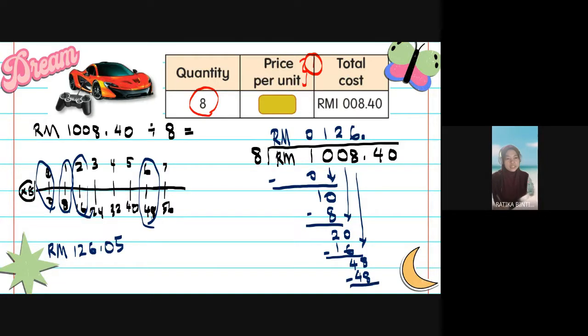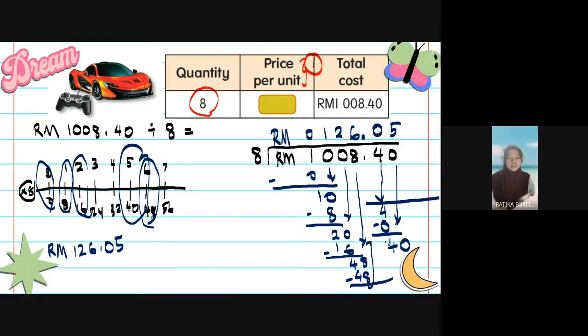648 minus. Alah, tak cukup tempat saya. I need to use fence method tadi. 0, so bring down here. To naik atas 4. So 0 lah kan. 0, 0 minus. So 40. 5, 40. So the answer is correct. 126 ringgit and 5 cent. Senang je kan? Sama je macam awak kira bahagi biasa.